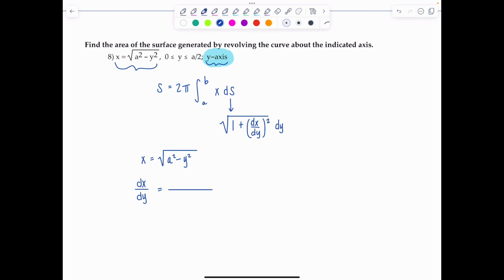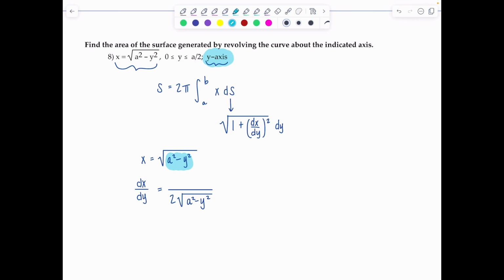And I encourage my class to use this little shortcut. When you take the derivative of a square root quantity, to save some steps with the chain rule, you put 2 and the original radical in the denominator. So you have 2 rad a squared minus y squared. And then you put the derivative of what's underneath in the numerator.